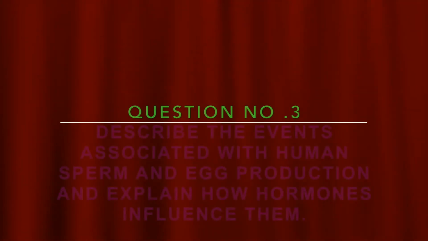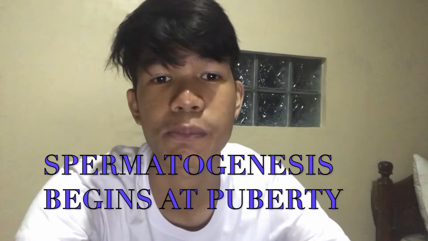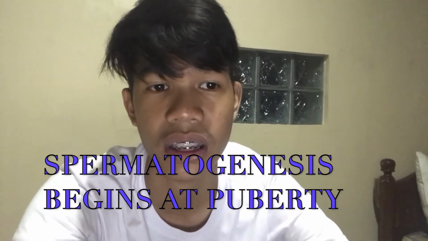Describe the events associated with human sperm and egg production and explain how hormones influence them. Spermatogenesis, or sperm development, begins at puberty. The germ cells are formed in the developing fetus and stay inactive inside the testis until puberty. At puberty, spermatogenesis begins to occur and continues constantly throughout adulthood.